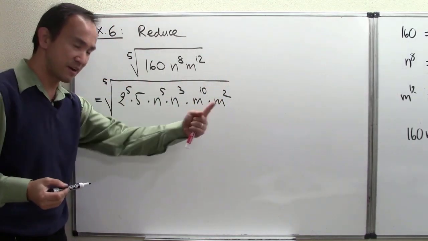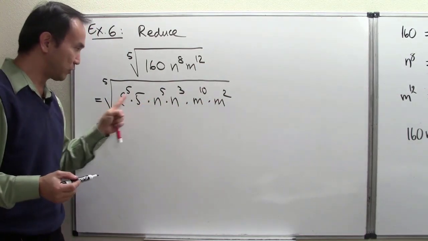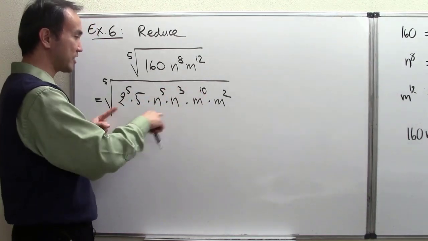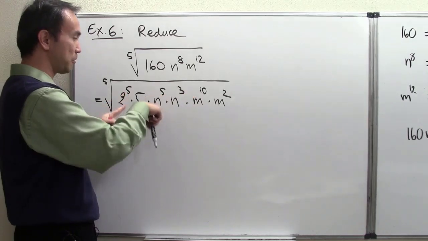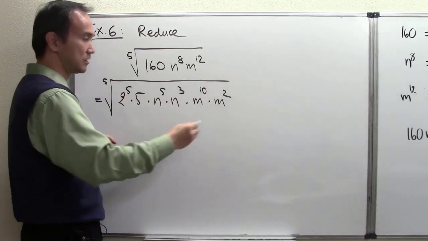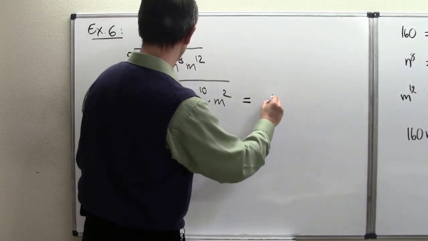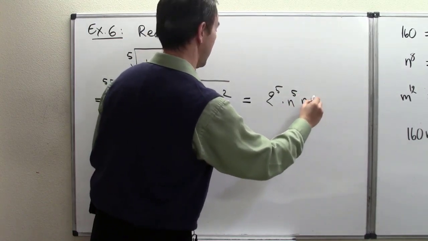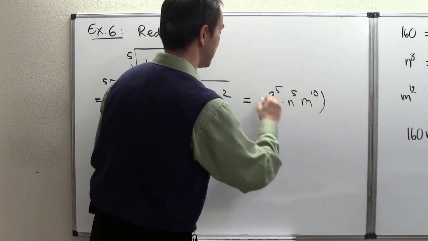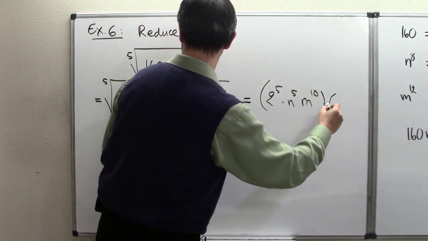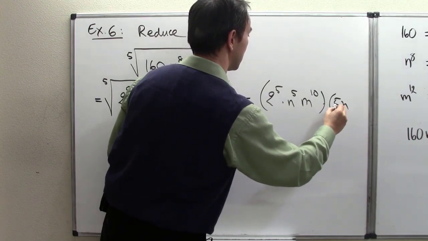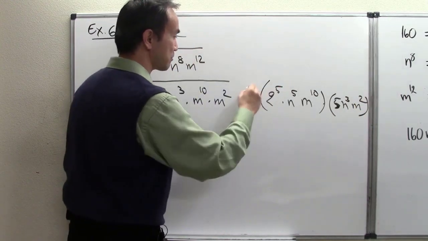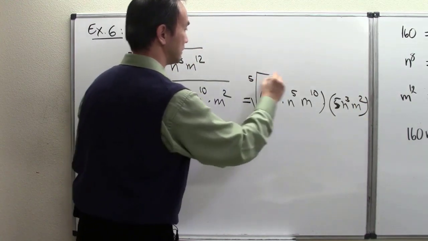And then just like that generality, once we have recognized all of those, and we did the best we can right here for all of those powers being multiple of 5, now I'm going to rearrange them so that all of those prime powers that are multiples of 5 can be grouped together. So 2 to the 5th times n to the 5th times m to the 10th, group that together, and times 5n cubed m squared. And that entire product is being placed inside of our 5th root.